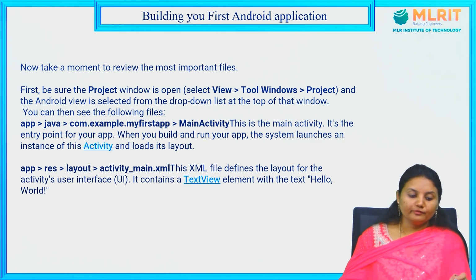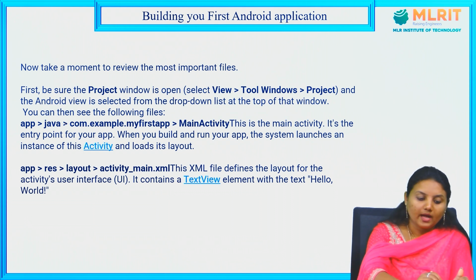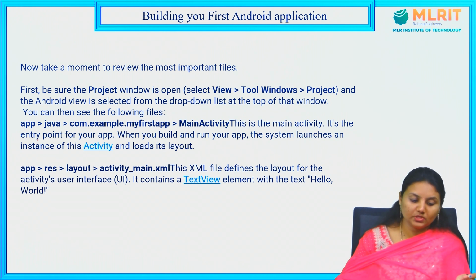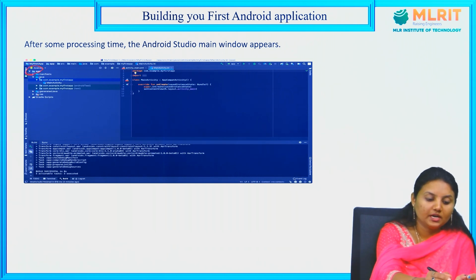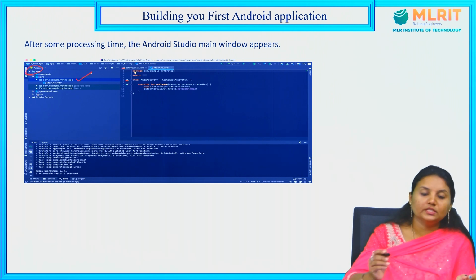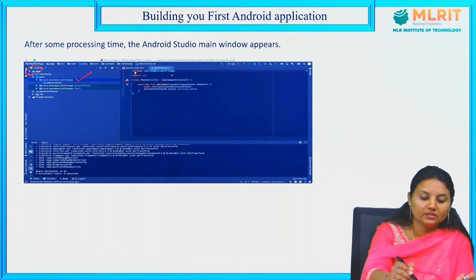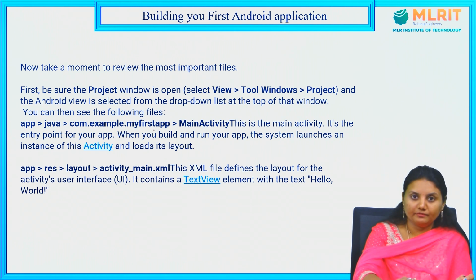Now, first, be sure that your Project window is in the Project Tool Window and Android View is selected from the drop-down list of that window. So, when you see that, under the app, you have many things: Manifest, Java, and all. If you go to Java, you have com.example.myfirstapplication. So, this is showing you that your Java application is named my first app. That is what this app, Java, com.example.myfirstapp, MainActivity is.